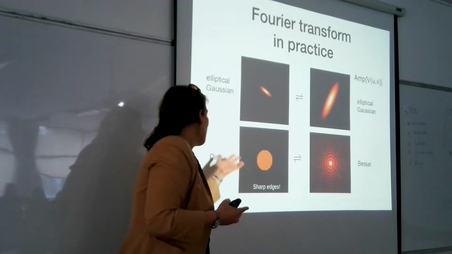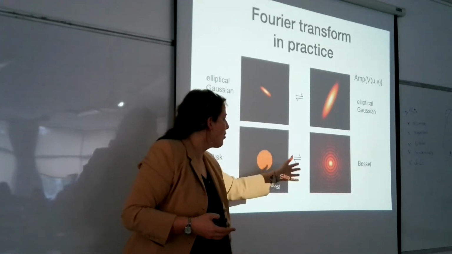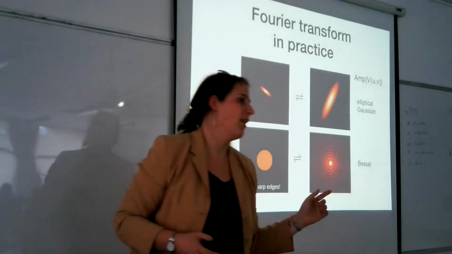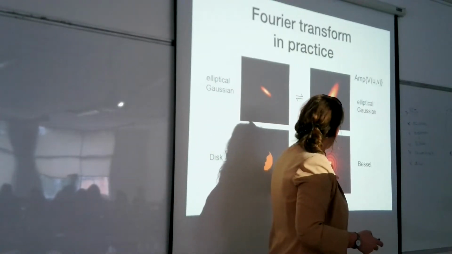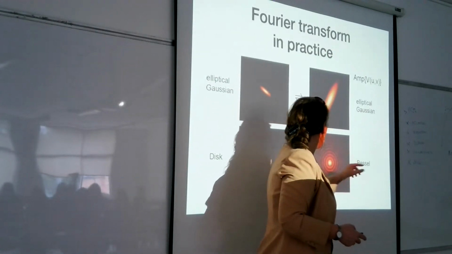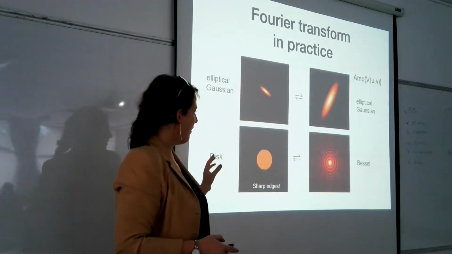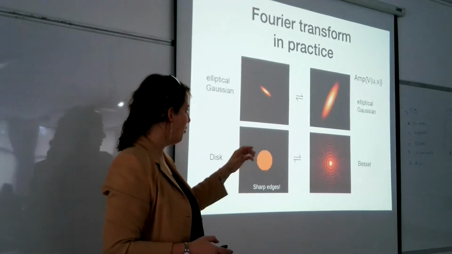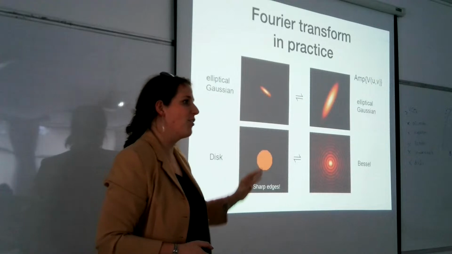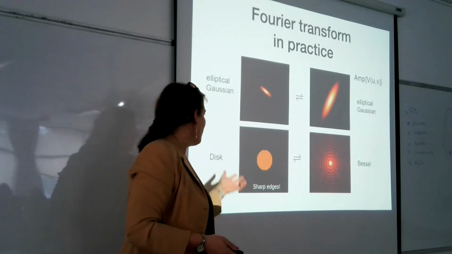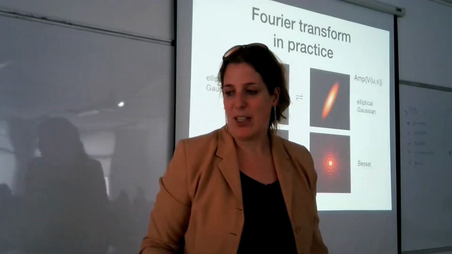And a disk, which is actually just a circle with sharp edges, becomes a so-called Bessel function. The reason that you see this ringing pattern, where it essentially goes up and down and down and down, is mostly because of these sharp edges. So you can imagine that at longer UV distances, you get these variations in how quickly the signal changes, and that keeps going. So the Fourier transform of a sharp circle is a Bessel function.